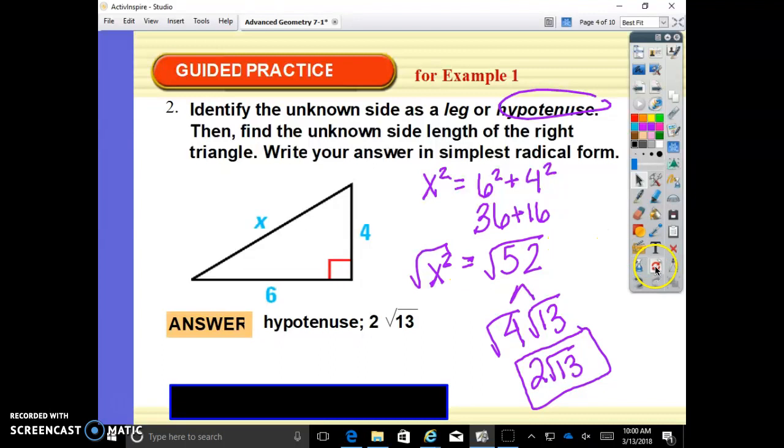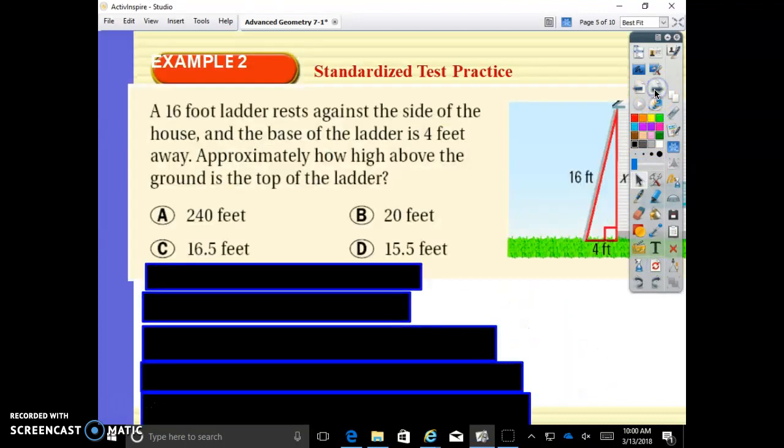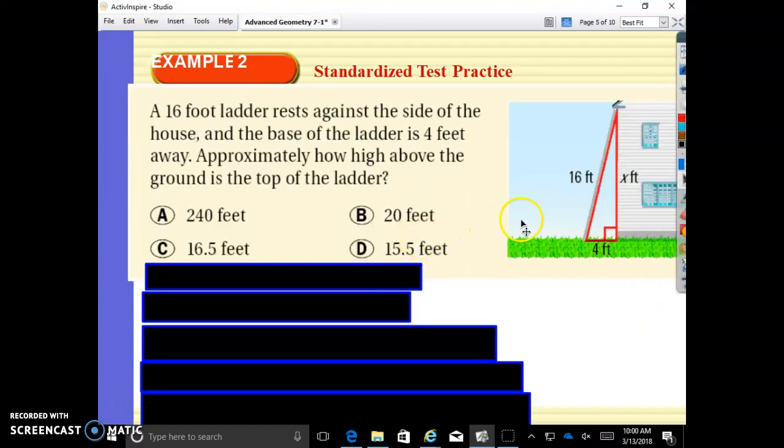A 16-foot ladder rests against the side of a house, and the base of the ladder is 4 feet away. Approximately how high above the ground is the ladder? So what is the height of the building? How high up is the ladder on that building? Well, let's see.